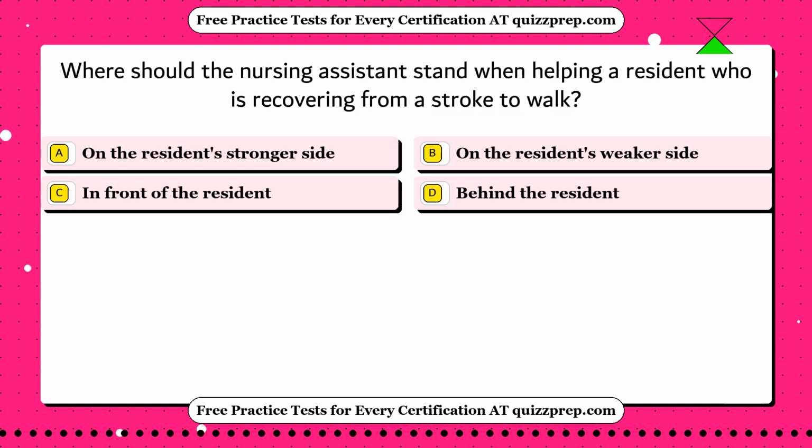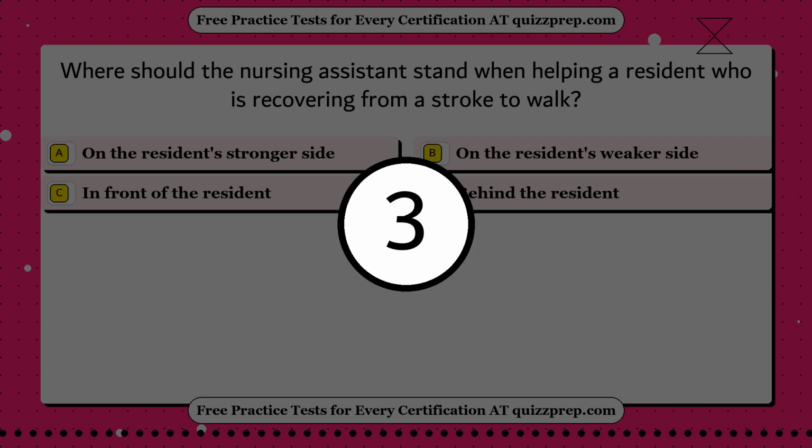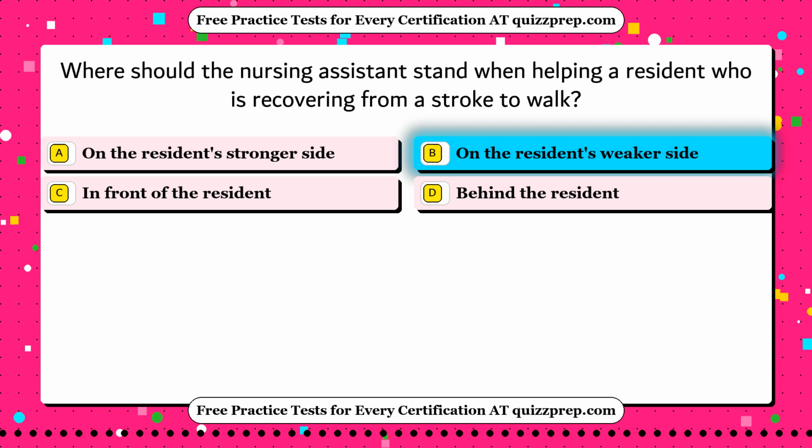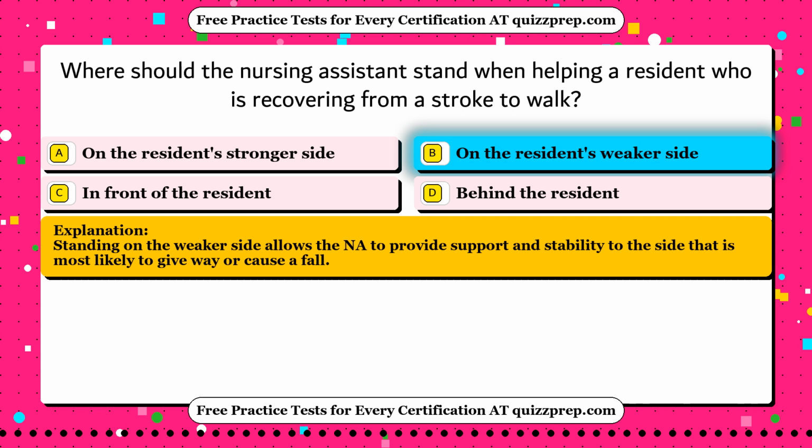Question 55. Where should the nursing assistant stand when helping a resident who is recovering from a stroke to walk? Option A, on the resident's stronger side. Option B, on the resident's weaker side. Option C, in front of the resident. Option D, behind the resident. The correct answer is option B, on the resident's weaker side. Standing on the weaker side allows the NNAAP to provide support and stability to the side that is most likely to give way or cause a fall.